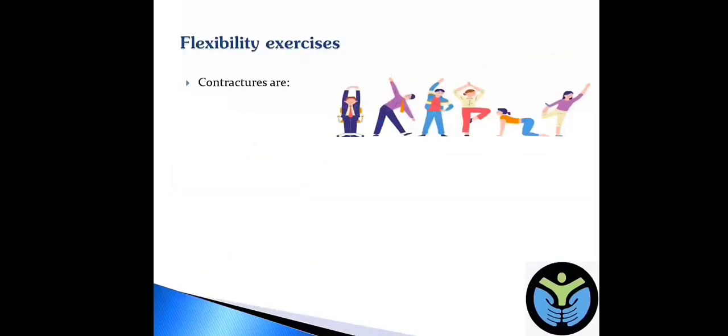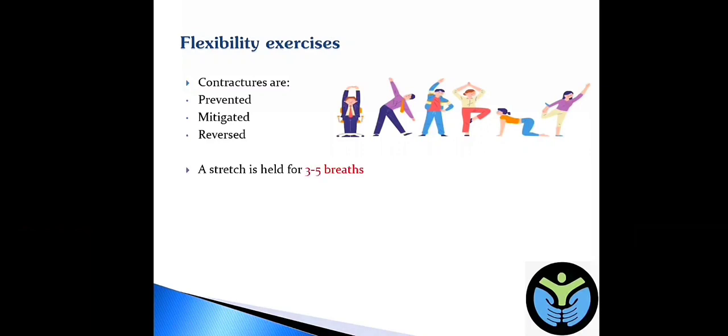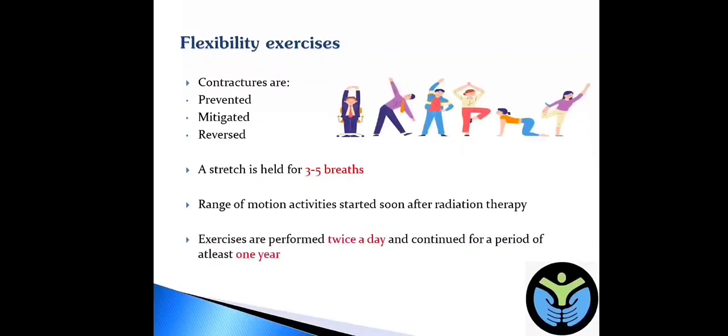Flexibility exercises. With the help of flexibility exercises, contractures can be prevented, or they can be mitigated, or they can be even reversed. Whenever you are advising stretching exercises, those stretches should be held for 3 to 5 breaths, and these stretches are performed for 5 to 10 times. For range of motion exercises, you can start those exercises immediately after your radiation therapy has started. These exercises are performed at least twice a day and should be continued for a period of at least 1 year.